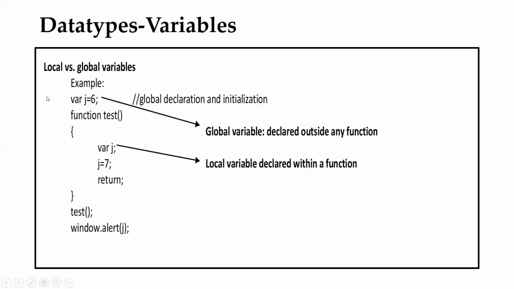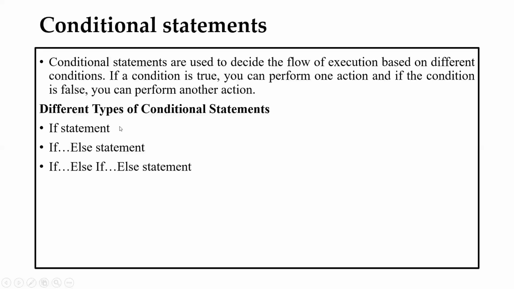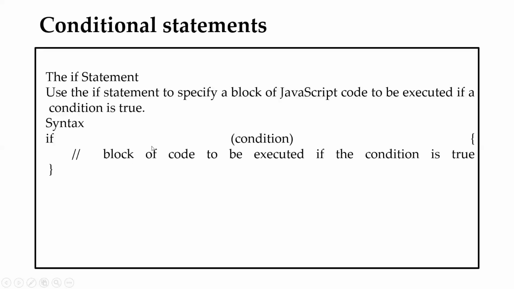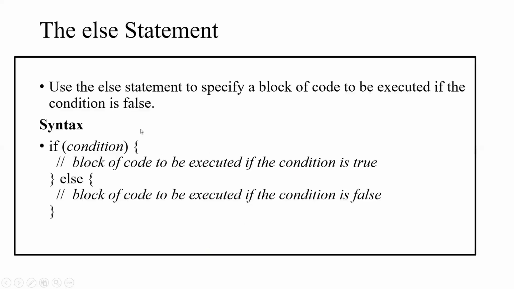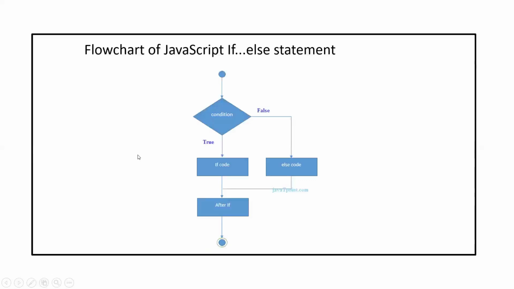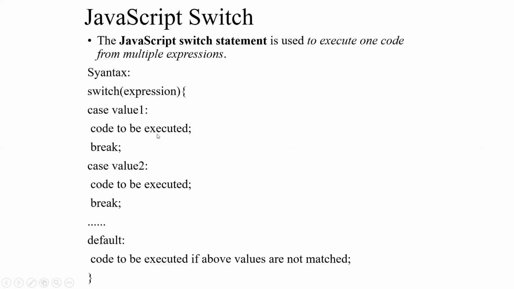Next, local and global variables, similar to C or C++. Here j equal to 6 is a global variable. Inside the function, j equal to is a local variable. Control structures: here we use the normal basic control structures: if statement, if else statement, nested if statement. If the condition holds, the block of code will be executed. Then the flowchart of the JavaScript statement is similar to all programming languages. The switch statement can also be used in JavaScript.